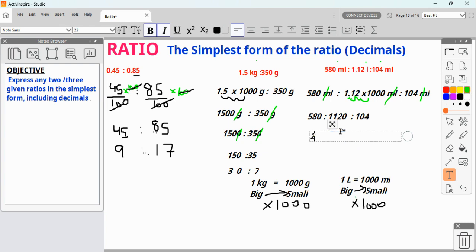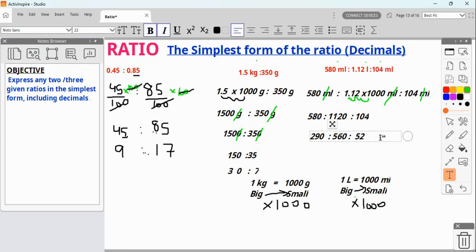580 divided by 2. 2 times 2 is 4, 1 moves to the next, 2 times 9 is 18, and 0 same. Then 1120 is also divisible by 2. 2 times 5 is 10, then 1 carries forward to 2, it becomes 12. 2 times 6 is 12 and 0 same. Then ratio 2 times 5 is 10 and 2 times 2 is 4. 104 divided by 2 is 52.